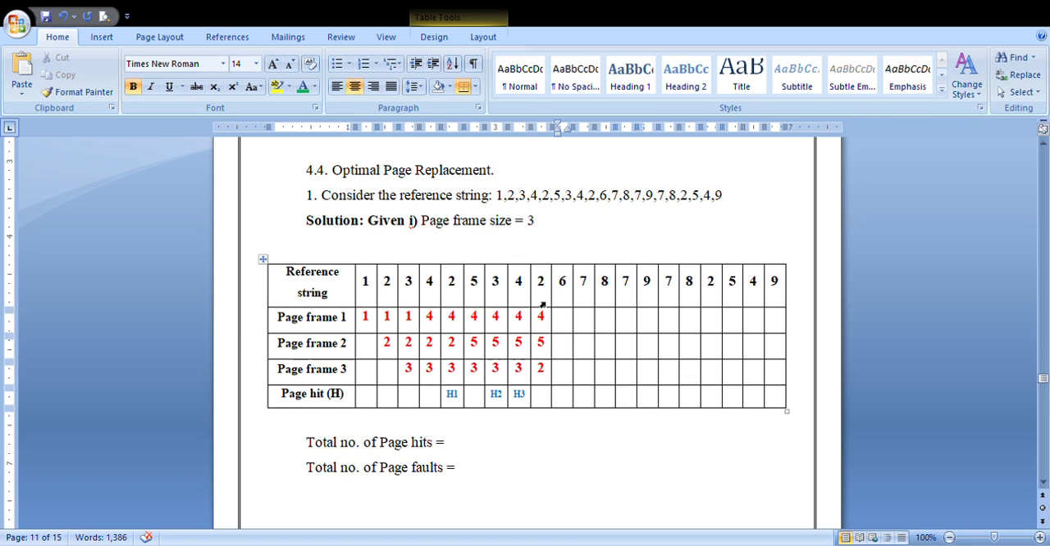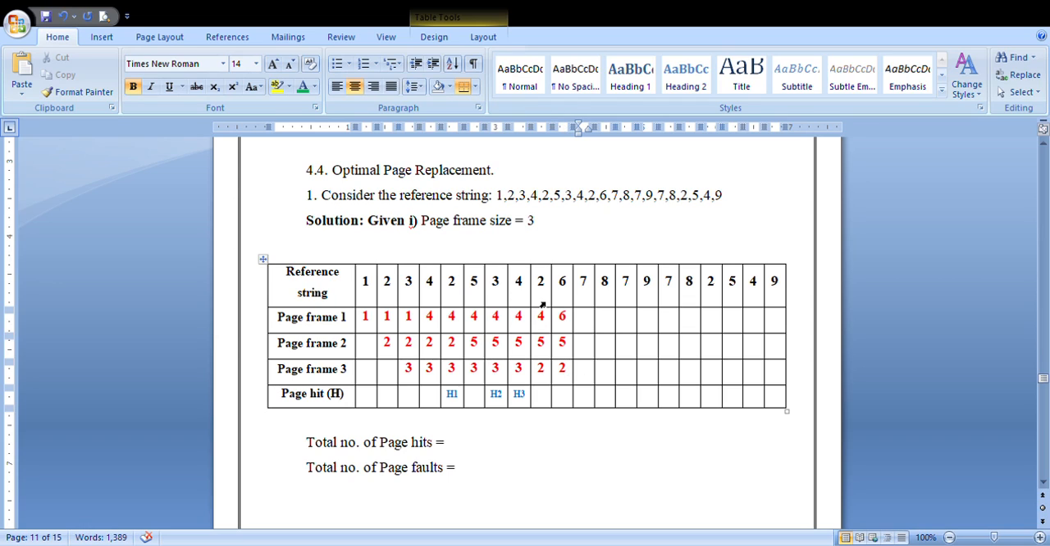Next is 6. 6 is none of 4, 5, 2. None of them is repeating in the next 3 arrivals of pages. So replace based on the oldest page. Here 4 is the oldest page. Replace 4 by 6. Now the frame is 6, 5, 2.